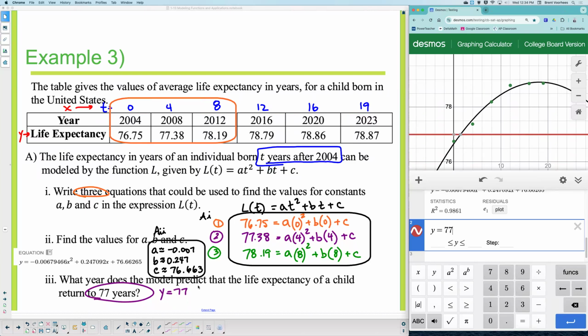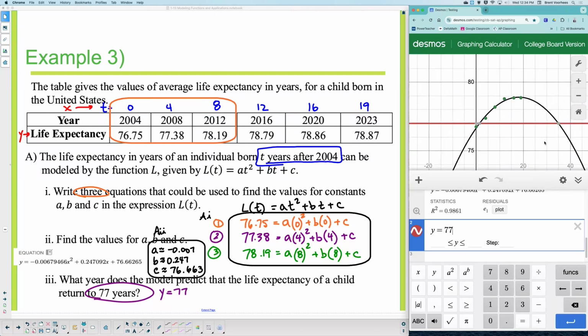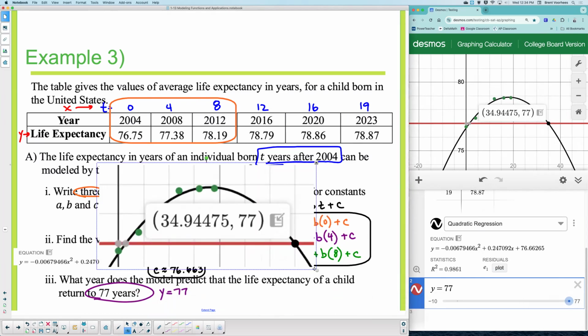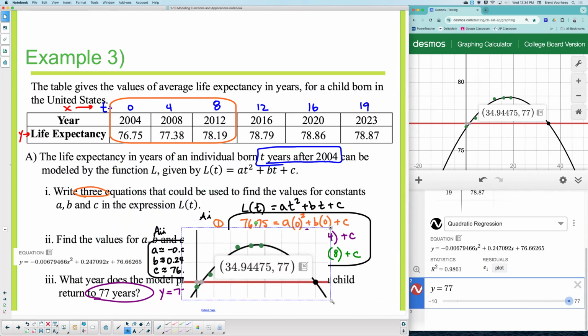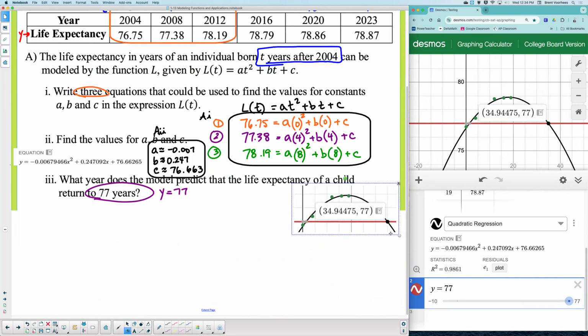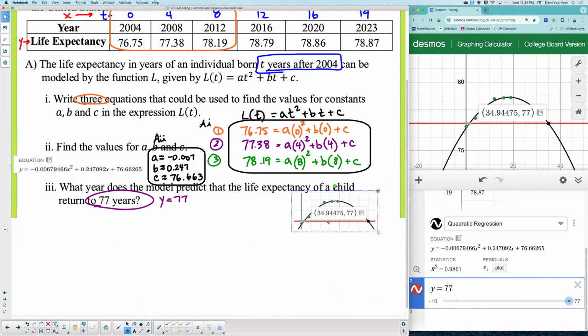Okay, it says, when will the life expectancy return to 77 years? Okay, look on this. If I zoom out one time, there are two possible answers. Which one would be returning to 77? Would it be the first one or the second one? The second. We don't need that first value. That's the one we want right there. That's where we're going to get our answer from. So it says, what year does it predict? Is the year 34, or basically year 35? Would that make sense to say year 35? No. This was years since when?